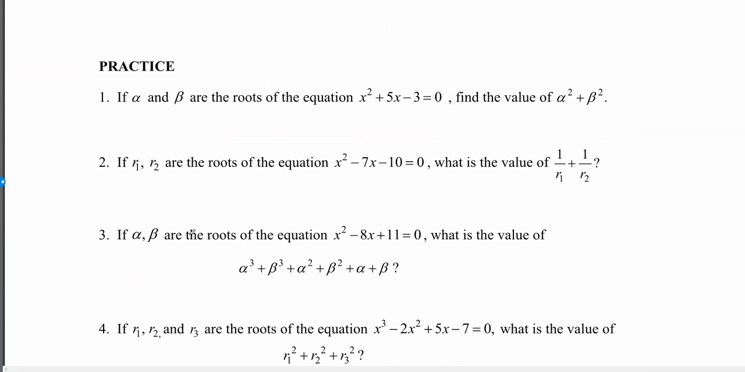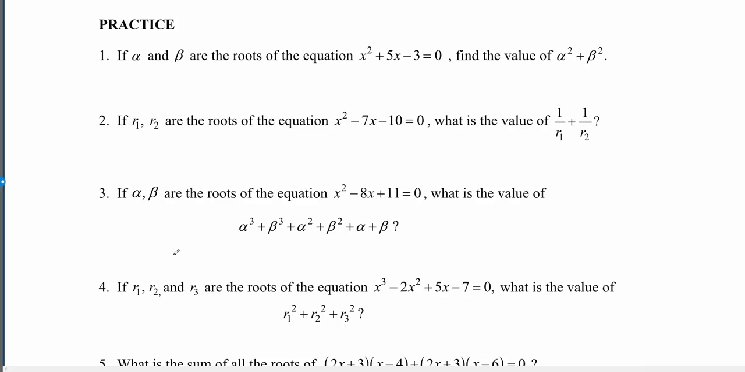Okay, using that Vieta's formula, we try this one, number 1. We have 2 roots over here. This is a quadratic. Find the sum of the squares of the roots, alpha squared plus beta squared. Can you try this one? I'll give you some minutes, okay? You can try.